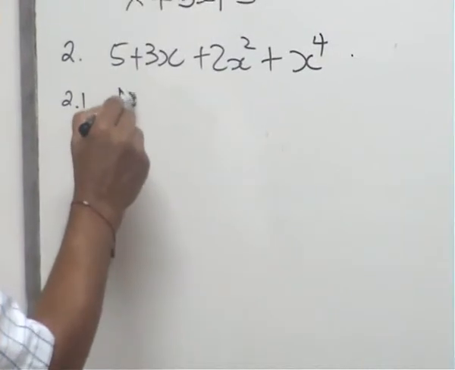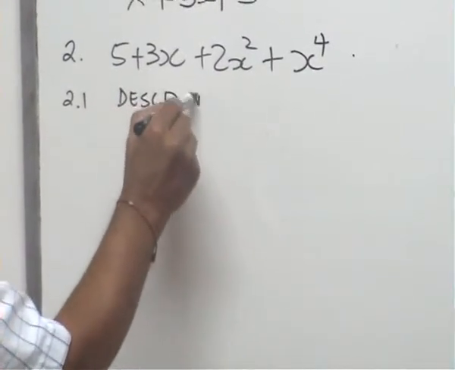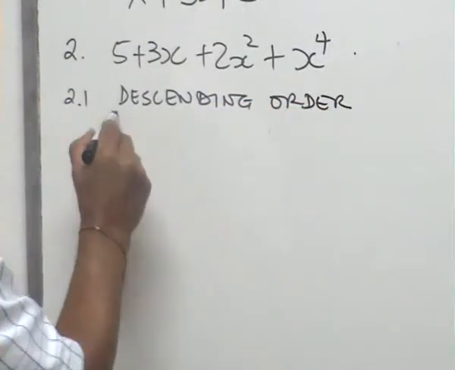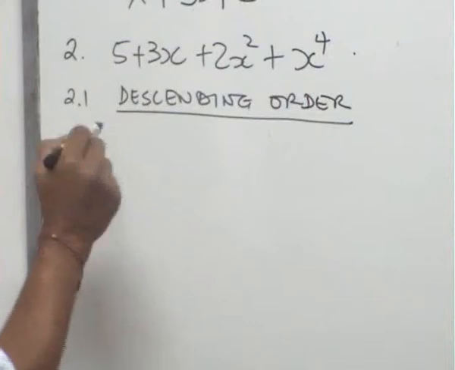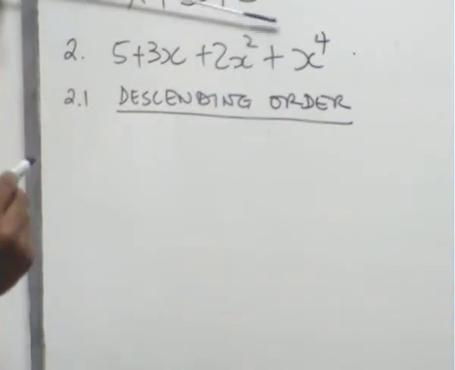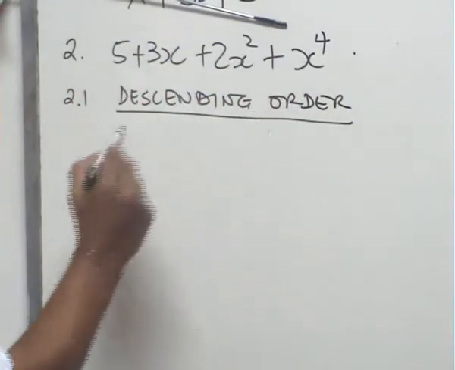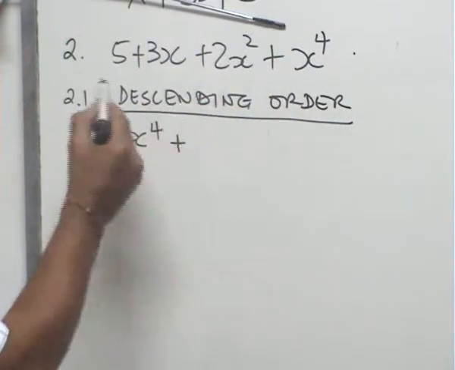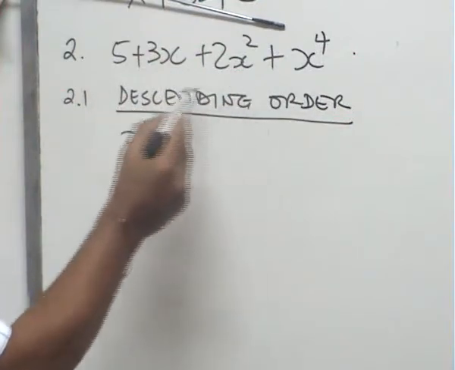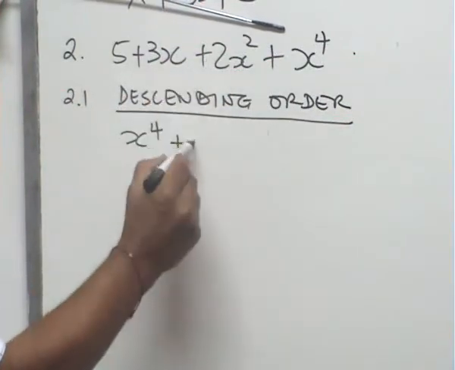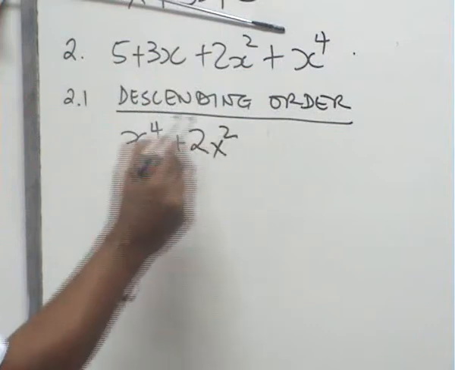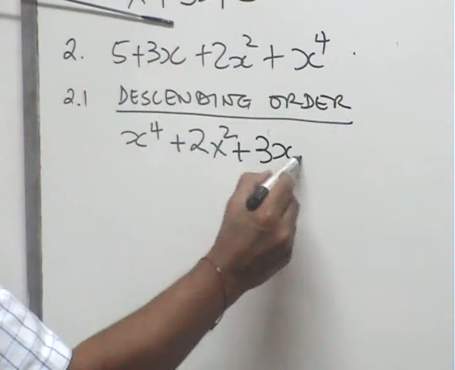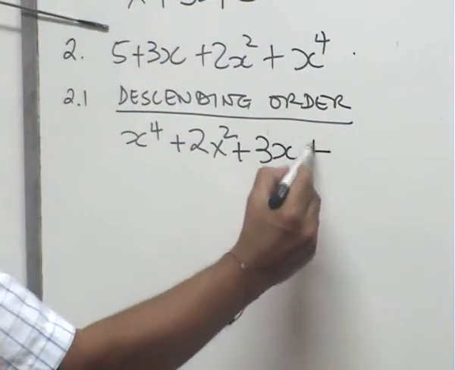2.1. First, they want us to do it in descending order. Descending order means I must first write the highest power here. So the highest power here is, you read them all, x to the 4. Then you are looking for x cubed. Well, there's no x cubed here, it doesn't matter. You can leave that out. And then you come to plus 2x squared. Then you come to plus 3x. And then you come to plus 5.